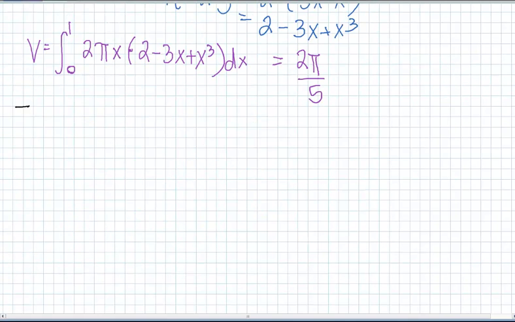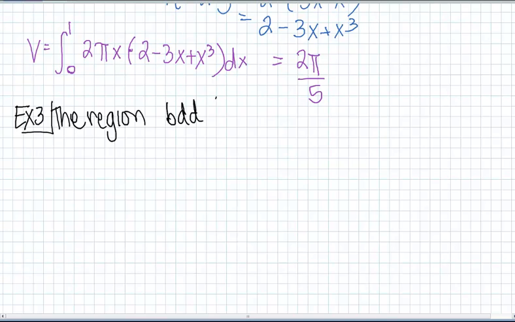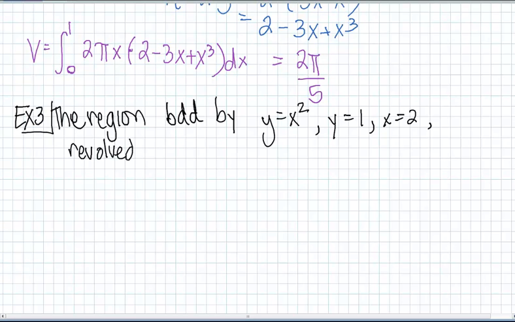We're going to take a look at one last example, and that's going to be the region bounded by y equals x squared, y equals 1, x equals 2, and we are going to revolve it about y equals -1. So this one's going to seem like a pretty simple, straightforward region, y equals x squared.